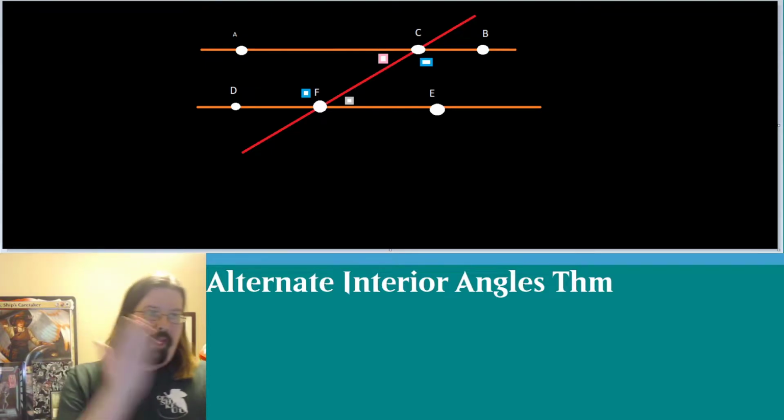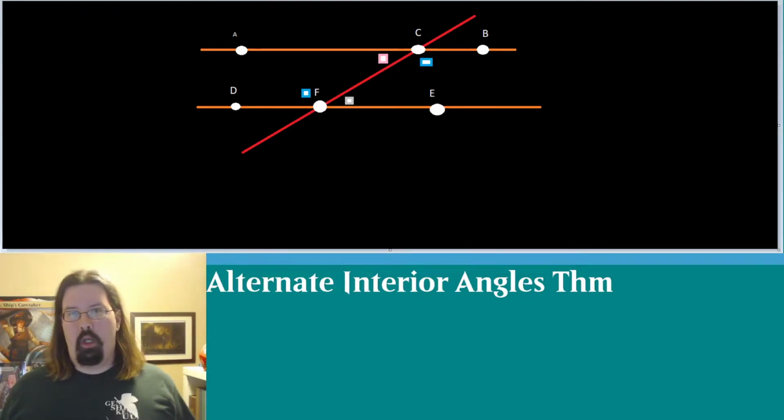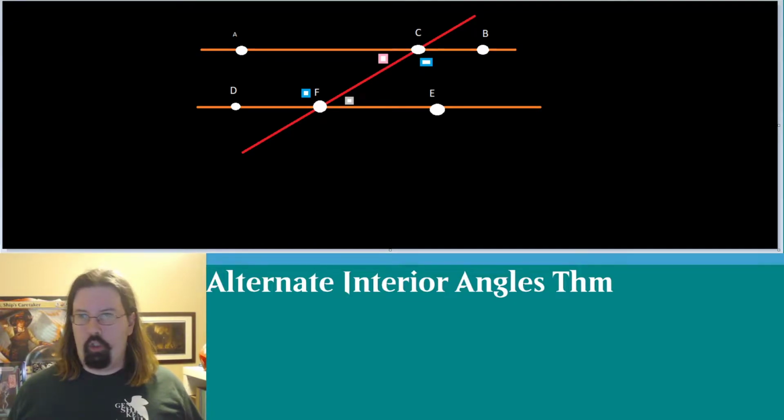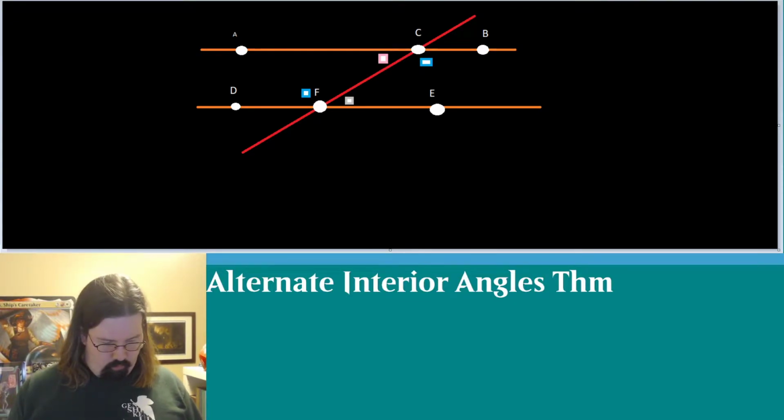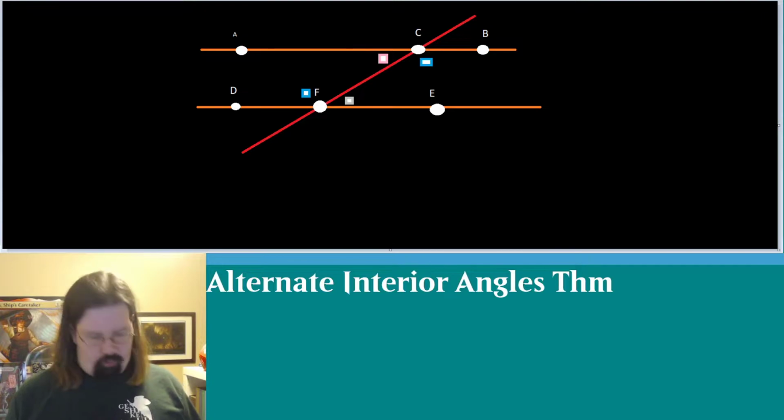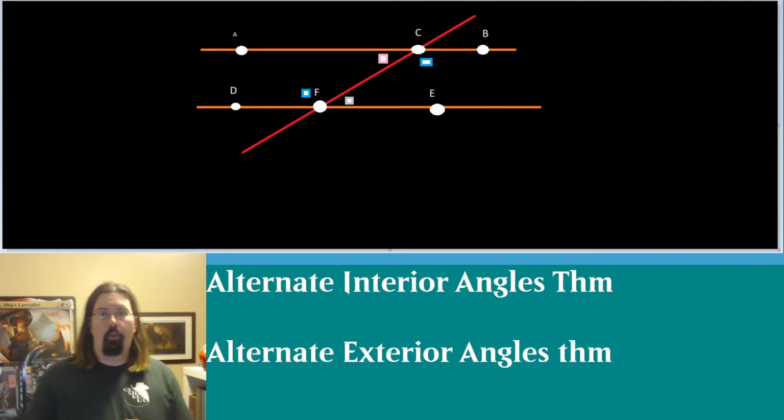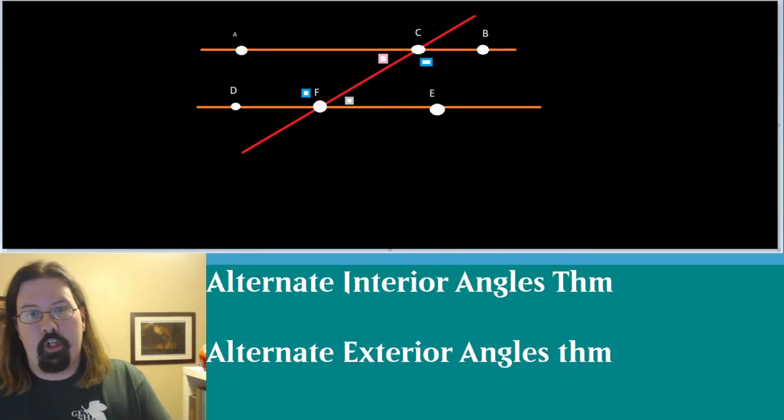So we have those. The blue ones are the alternate exterior angles theorem. The blue ones are equivalent through the alternate exterior angles theorem.